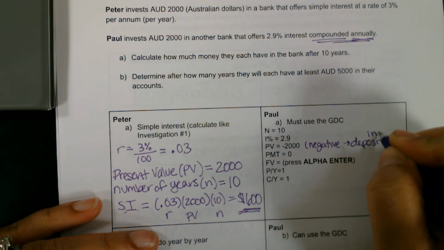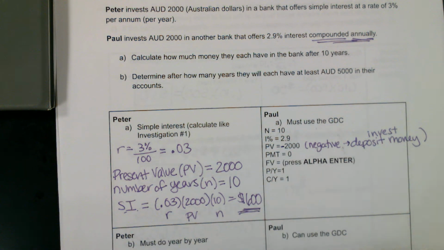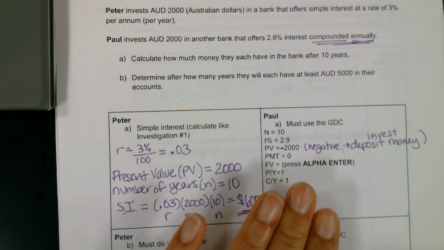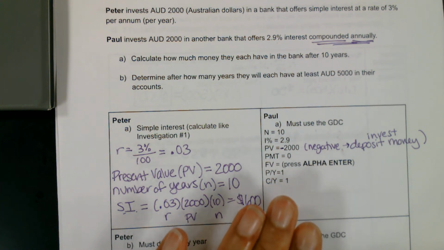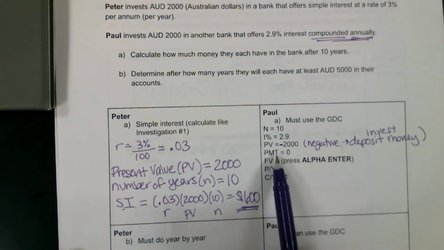Or you invest money. It's going to be a negative value. So please, please, please be careful. It's different than here because the calculator takes it from the person's perspective putting the money in. Our PMT deals with annuity.